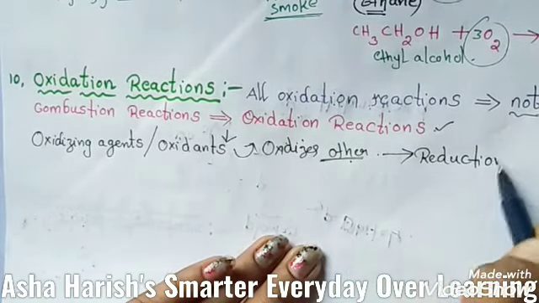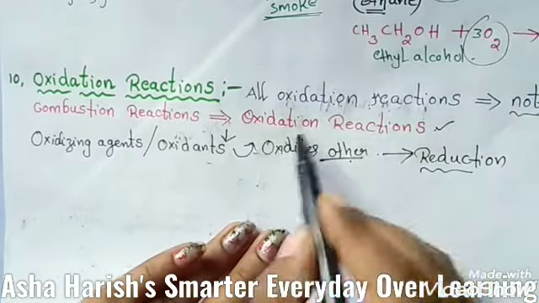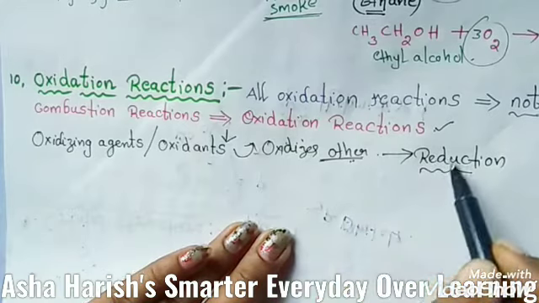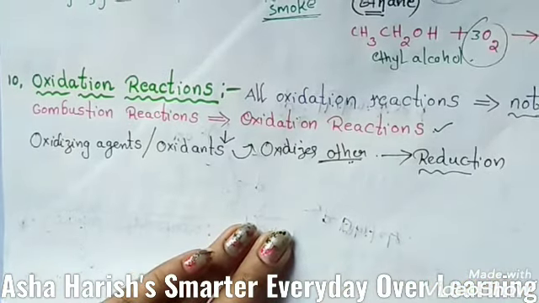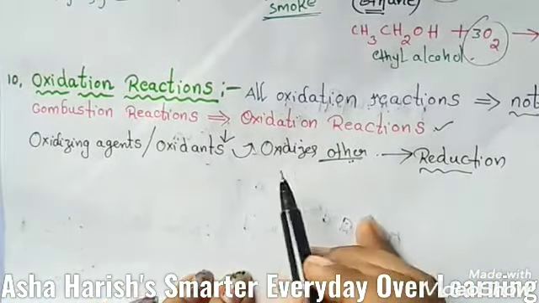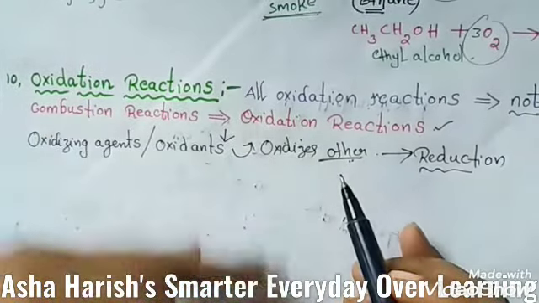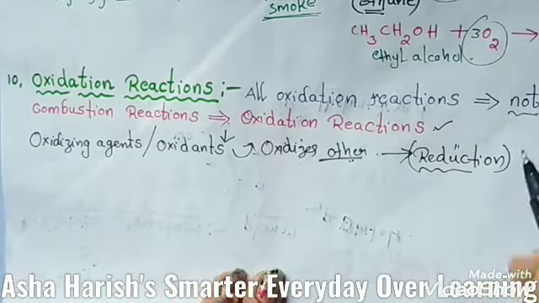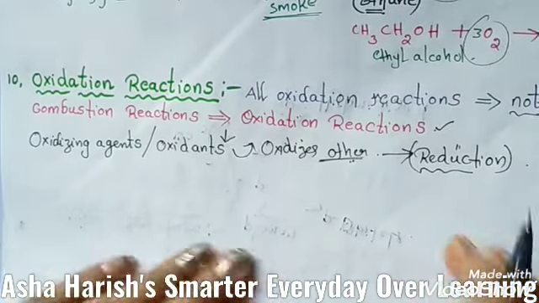So these are helping to oxidize the other substance, while they themselves undergo a reduction process. Why? Because oxygen is removed from the substance, so that must be a reduction. Okay, now let's see the example of these oxidation reactions.